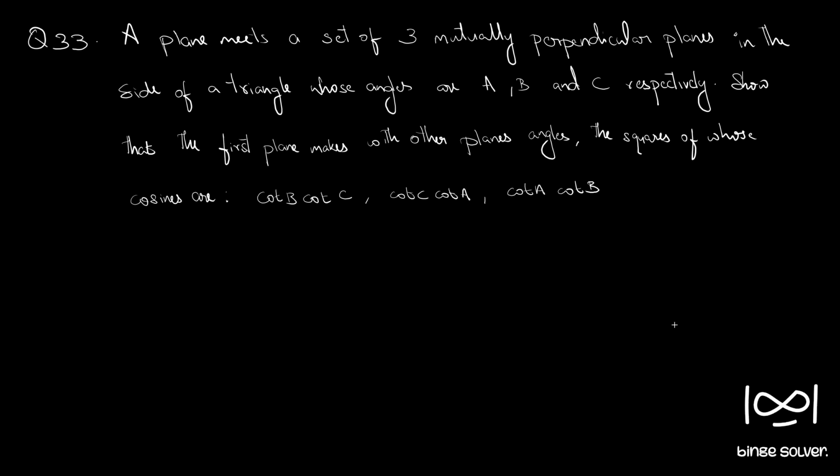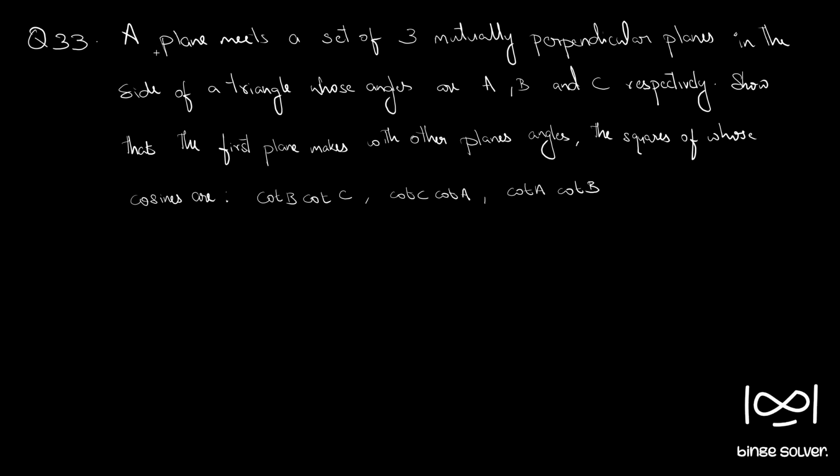Question number 33. A plane meets a set of three mutually perpendicular planes in the sides of a triangle whose angles are A, B, and C respectively, so that the first plane makes with the other planes angles, the squares of whose cosines are cot B cot C, cot C cot A, cot A cot B. So this is a complicated question.